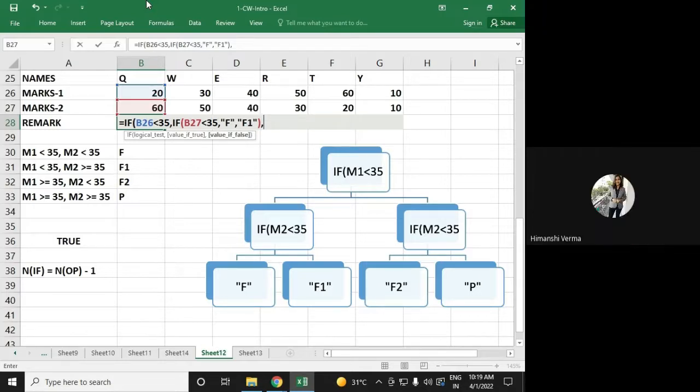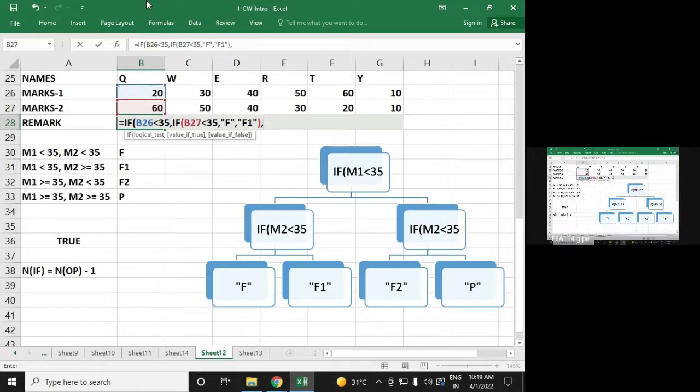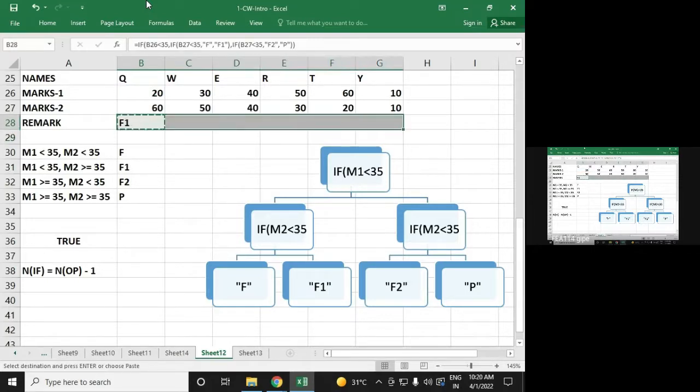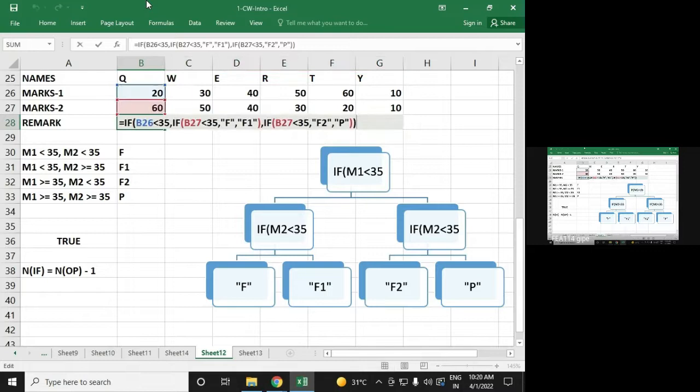Done, sir. Done. Perfect. So I'll also complete the condition on screen. All you have to do is just follow the tree once you have written it. And again, as I said, tree is only for conceptual clarity. Then drag. Here is the formula for your reference on screen.